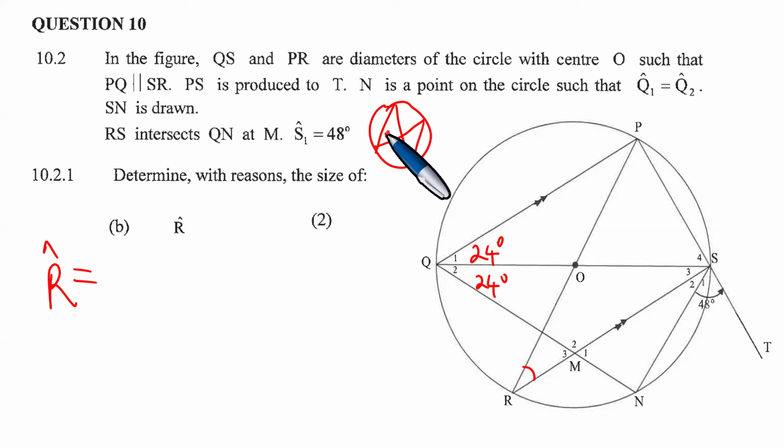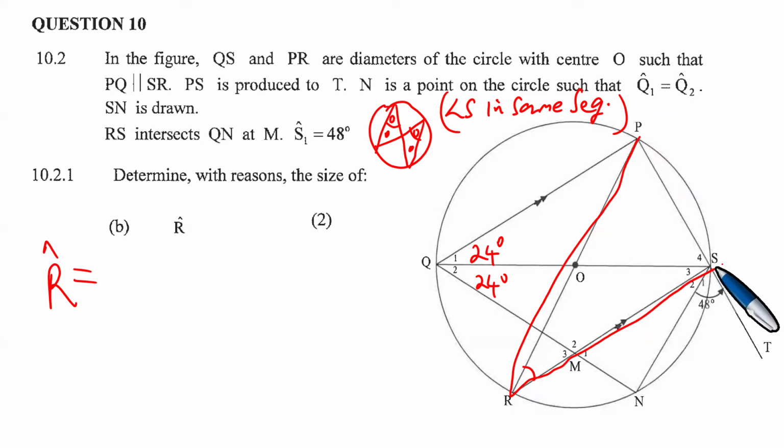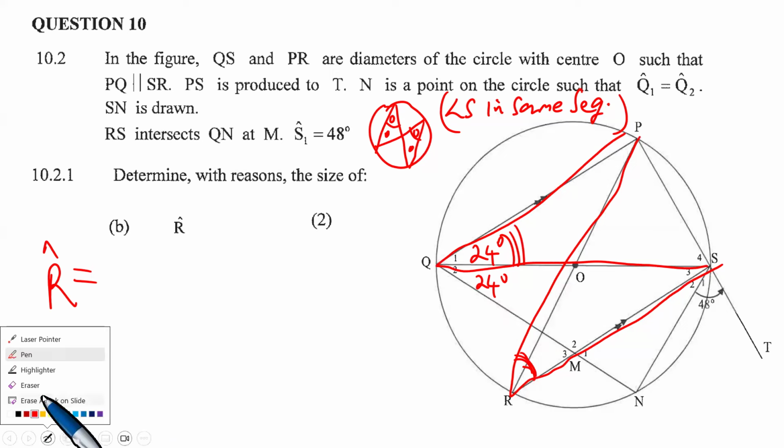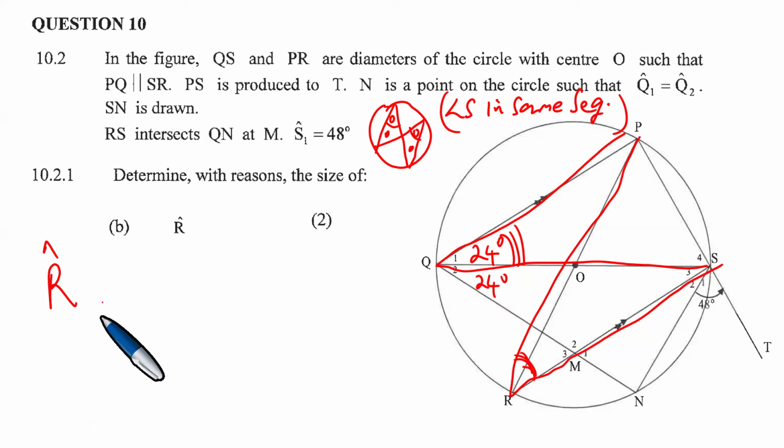So if an angle that sits here is equal to the angle that sits there, and an angle that sits here is equal to the angle that sits there, the angles are often marked like this. And we say that these are angles in same segment. Because of that, we see that there's this one here from the boundary of the circle, and this one here from the boundary of the circle. So angle R is equal to angle Q1, which is equal to 24 degrees.